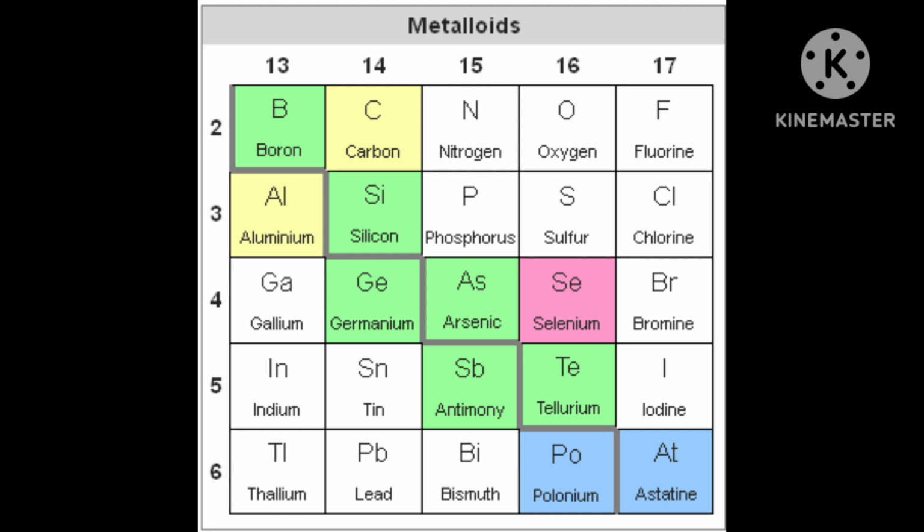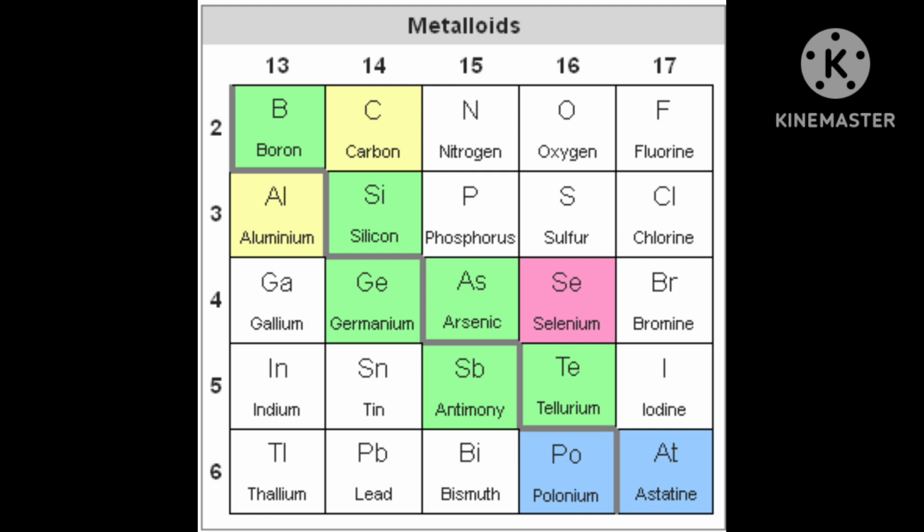Now ionization enthalpy. Ionization enthalpy in group 2 is of two types: ionization energy 1 and ionization energy 2. There are two types of ionization energy. Why? Because it has 2 electrons in the outermost orbit.